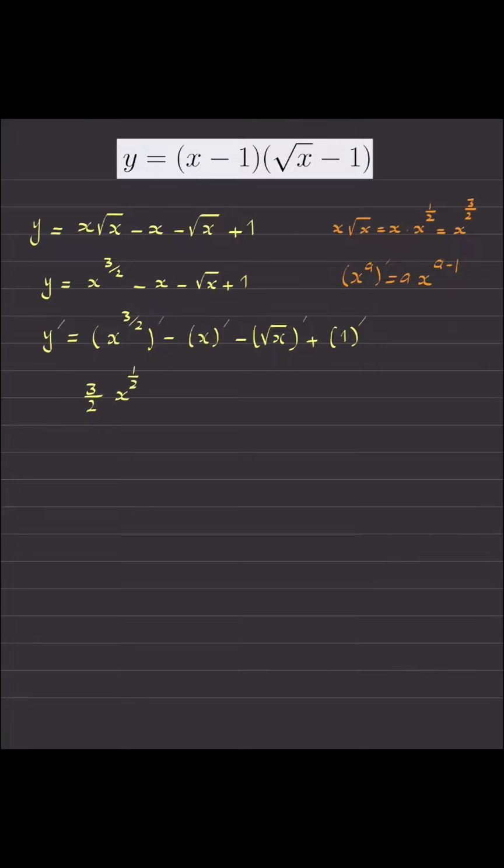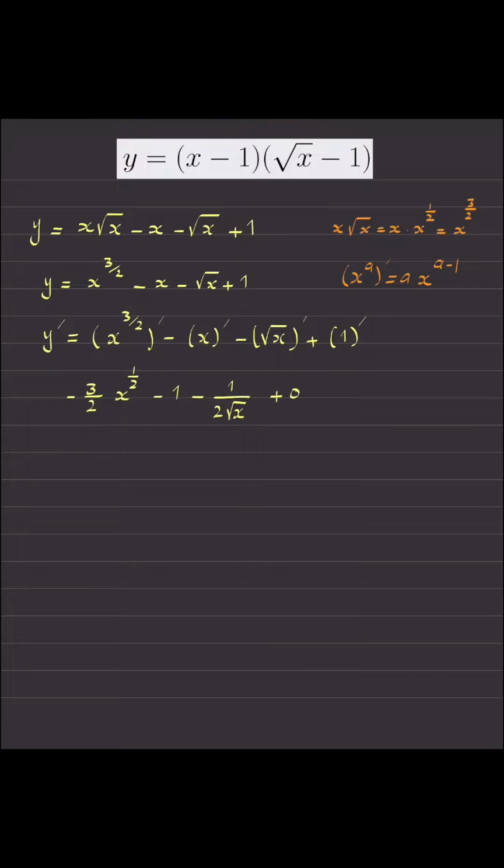The derivative of x is just 1, so it becomes minus 1. The derivative of a square root of x is 1 over 2 square root of x, but I have a minus sign before that, so I put a minus sign. But 1 is a constant, so its derivative is 0.